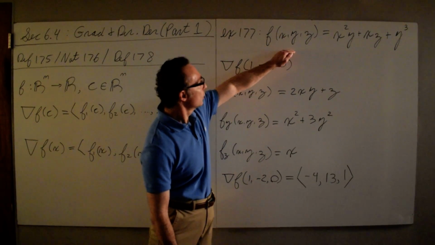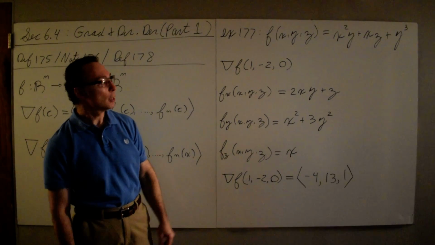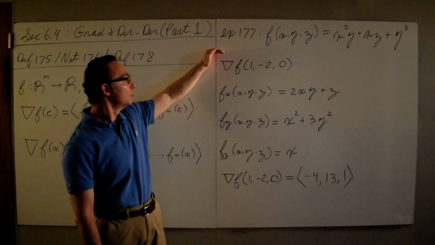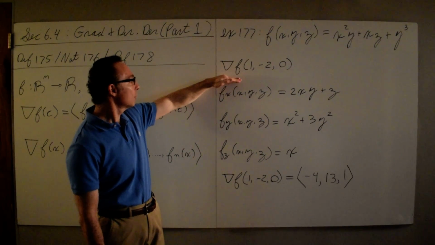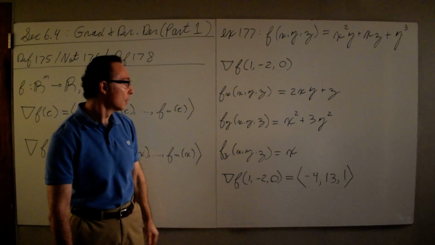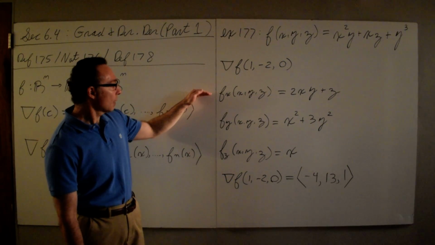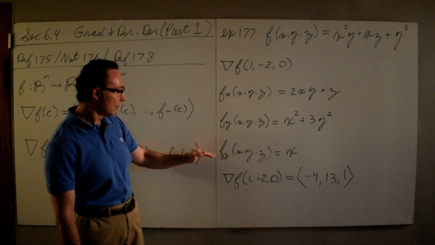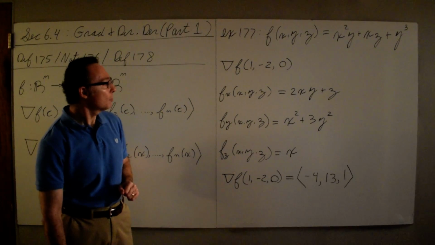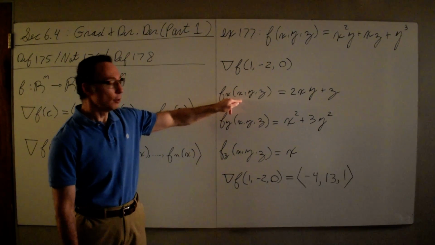So we're given a function of three variables. It's a polynomial of three variables: x squared y plus xz plus y cubed. And we're going to calculate the gradient of f at the point (1, -2, 0). So we calculate each of the first order partial derivatives, f sub x, f sub y, f sub z. And then we simply substitute 1, -2, 0 in for each of these.